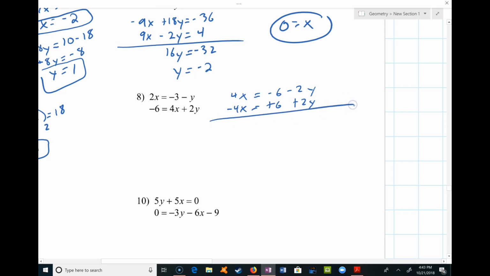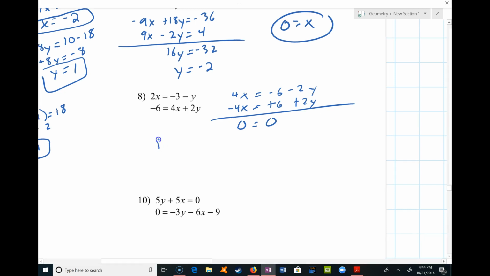And when I add them together, oh wow, something weird happens. 4x plus -4x is 0. -6 plus 6 is 0. And -2y plus 2y is 0. So I end up with 0 equals 0, which is always true. Which means there is an infinite number of solutions. Which means these are essentially the same line.